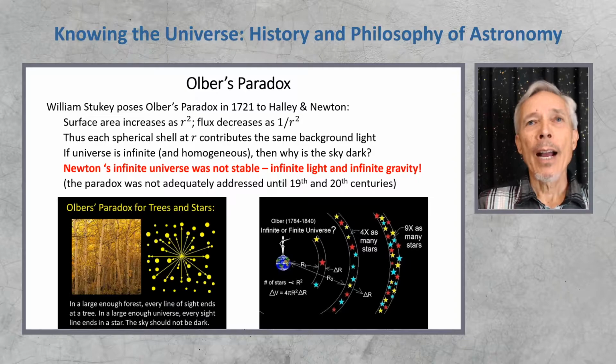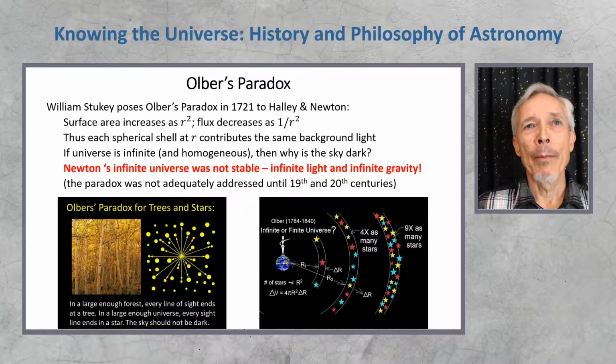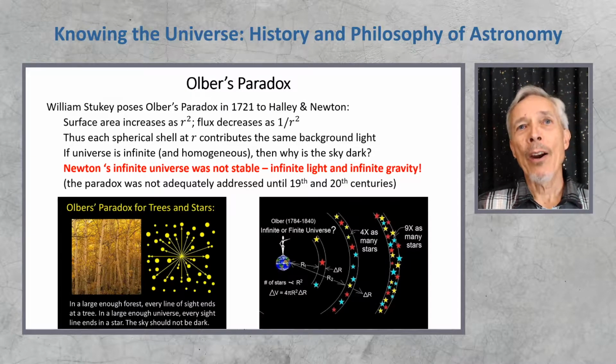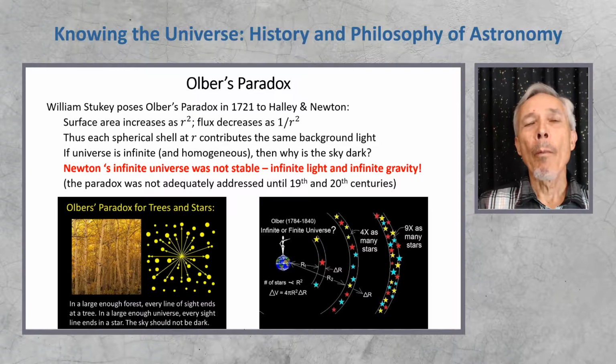There's an important idea that comes up in this period of time, posed by William Stukeley, but thought of originally by Olbers. It's called Olbers' paradox, and it was an item of great discussion amongst the astronomers of the time, Edmond Halley and Isaac Newton.